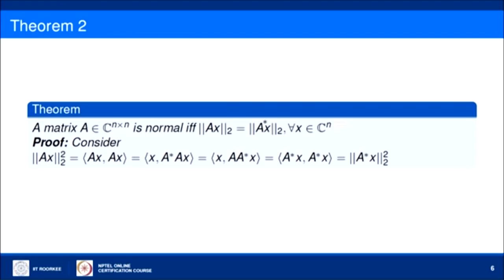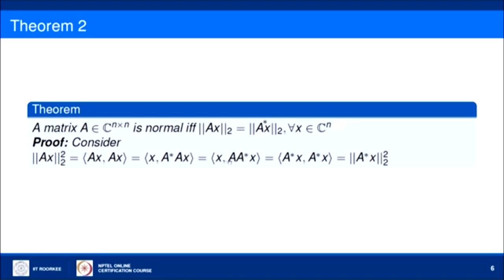Another important property of a normal matrix: a matrix of order n, which is a square matrix having complex entries, is normal if and only if the Euclidean norm of A x for a given vector x from the n dimensional complex vector space, that norm of A x, equals the norm of A star x. The proof is quite simple from the definition of inner product, that the norm of A x equals the inner product of A x with A x. This can be written as x star A star A x, since A is normal. So, A star A can be written as A A star.